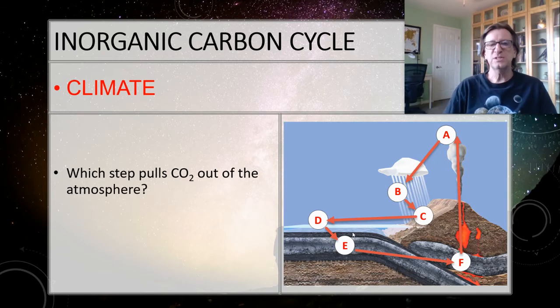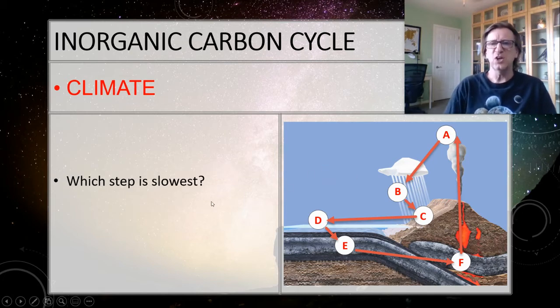All right, so which step pulls the CO2 out of the atmosphere? And the key for that is the rain. The more rain you have, the more carbon dioxide, carbon in the form of carbonic acid, that you can pull out of the atmosphere that way. So the volcanoes put it in, the acid rain basically pulls it out.